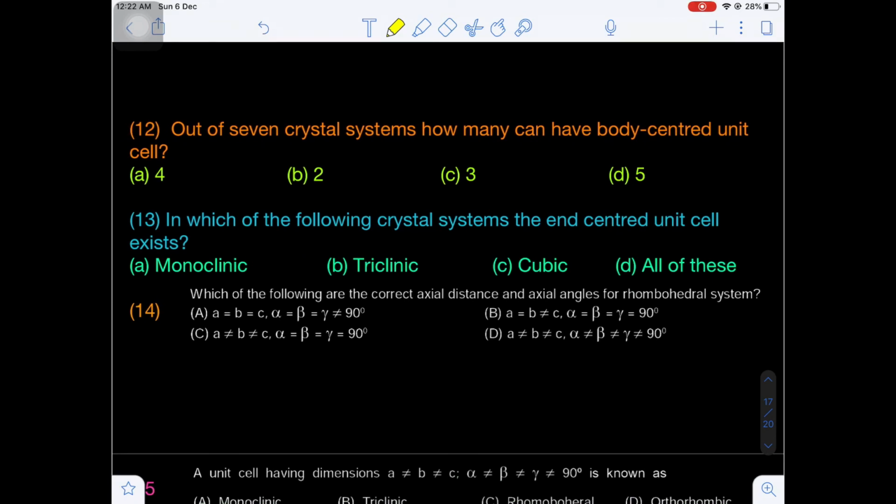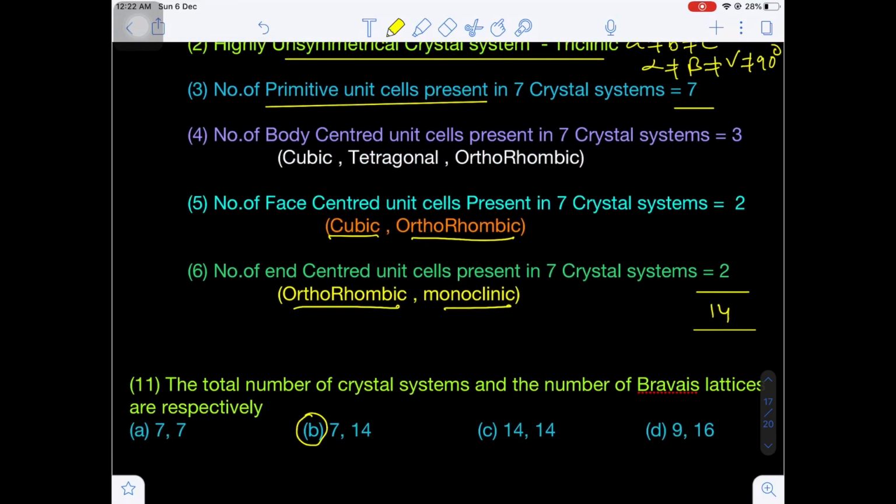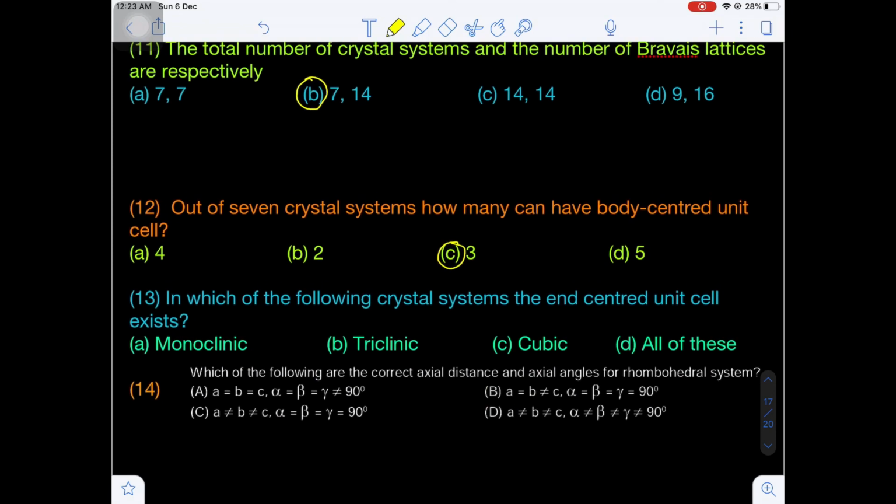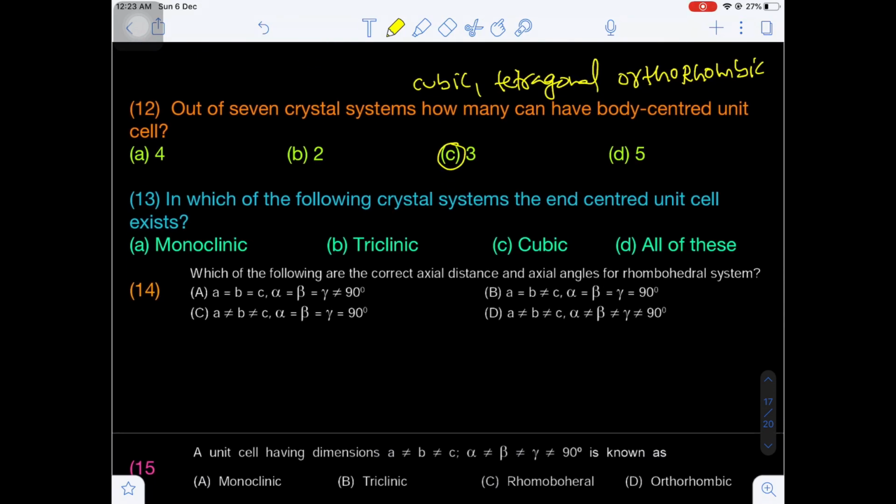Next, question number 12. Out of 7 crystal systems, how many have the body-centered unit cells? Only 3. What are those? Cubic, tetragonal, orthorhombic. Yes or no?